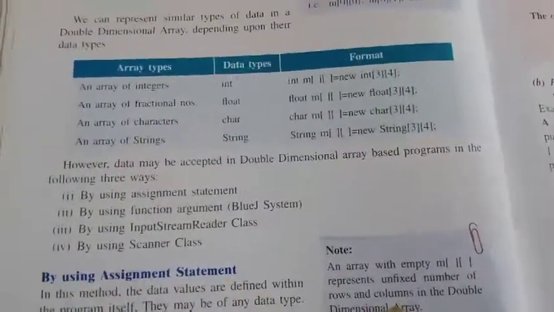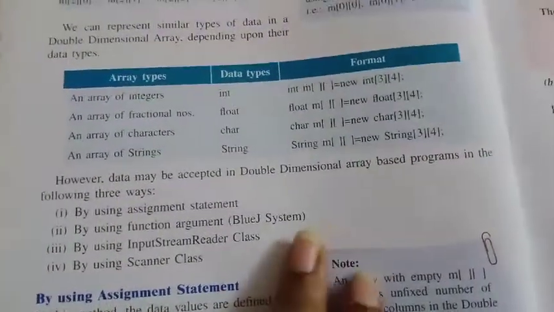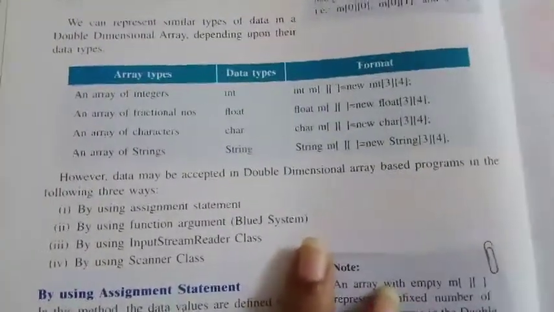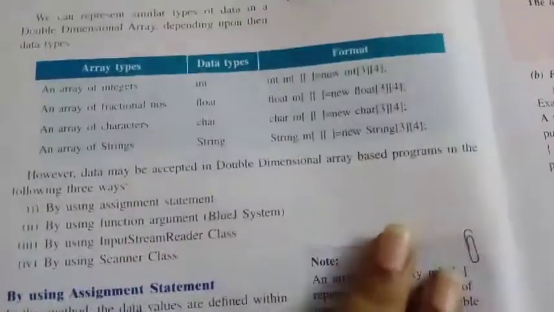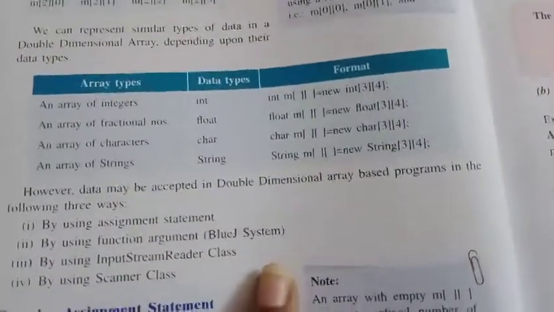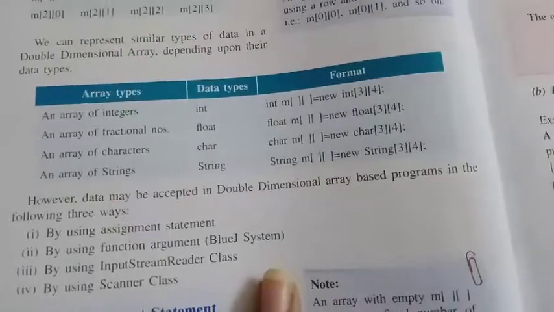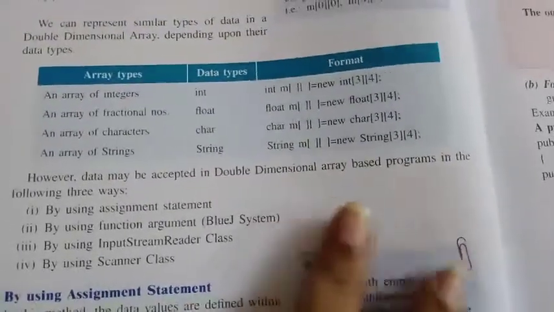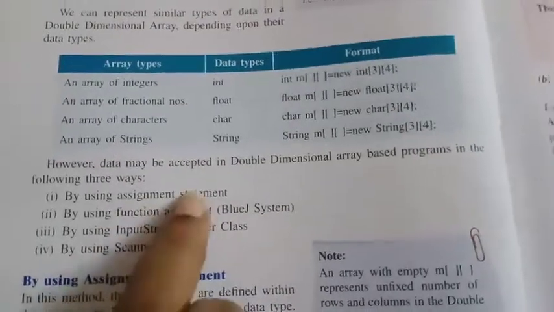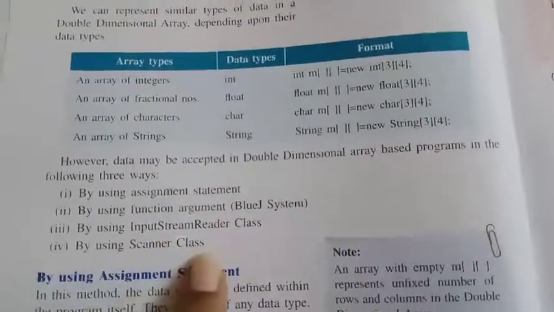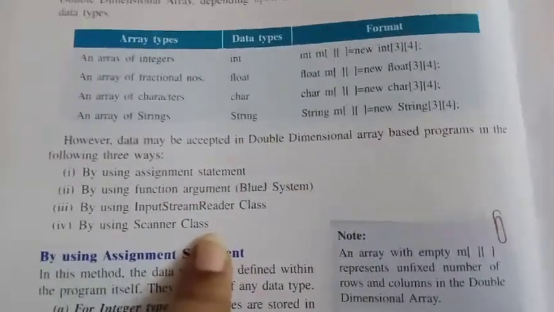Hello students, now we will see how to input data in the double dimensional array. As we have in the single dimensional array, we have four methods, the same four methods in giving input to the double dimensional array. Actually, first is your assignment method. So these are the three ways in which you get the input from the user.